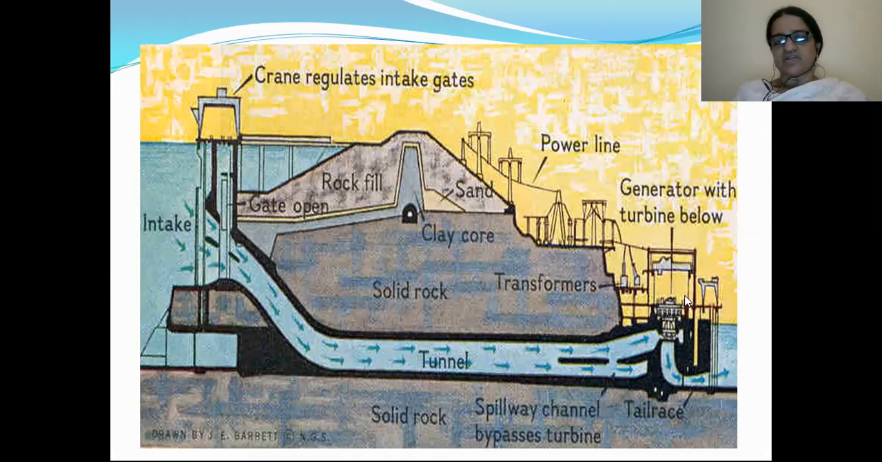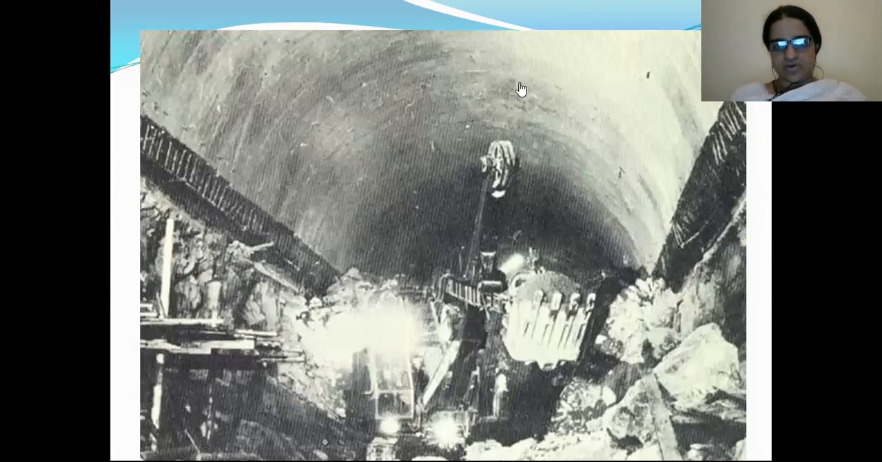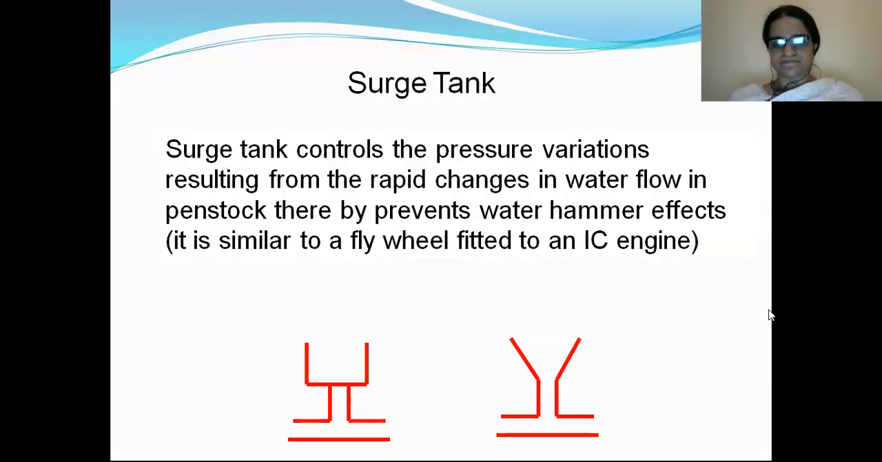Suppose the water intake is more, I mean the level of the dam is reached, then this crane will open the shutters of the gate so that water will be bypassed easily. This is one picture, and this is another picture which I think is showing your penstock. Just a minute, I'll minimize the screen so that we will understand.